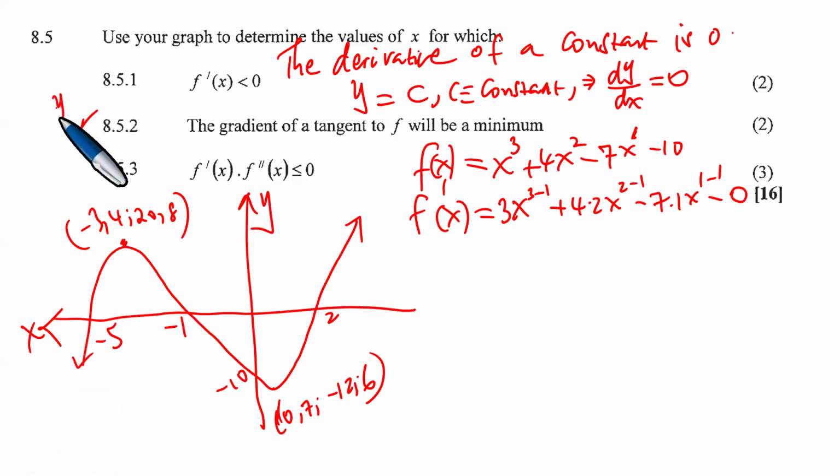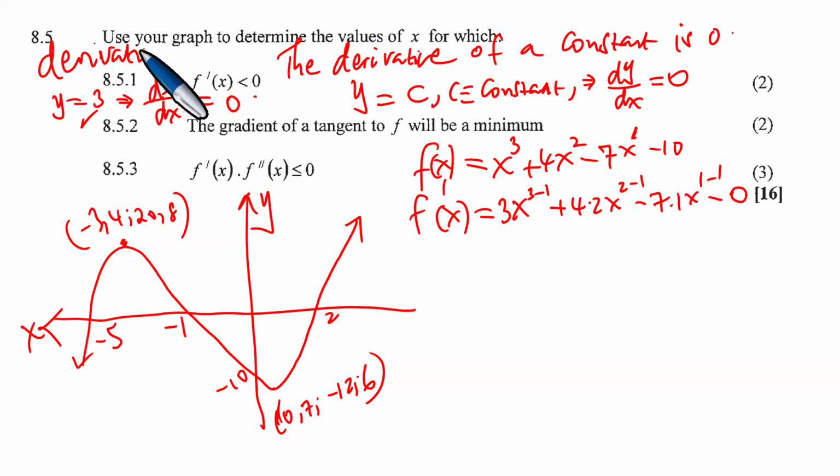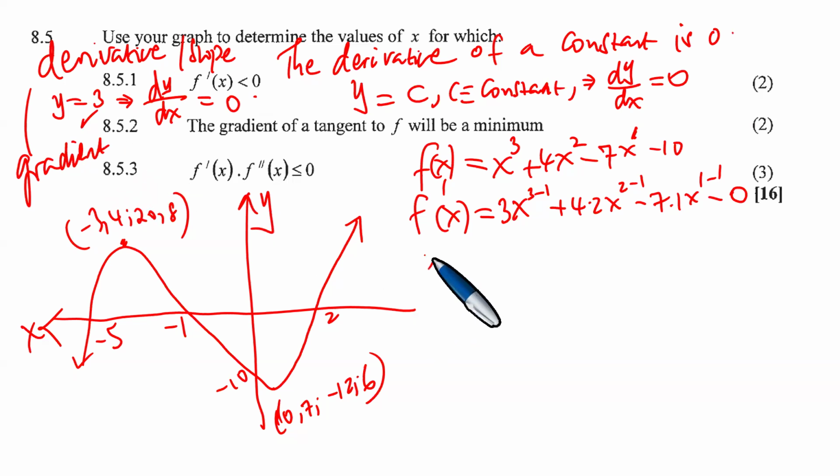Okay, y equals 3, dy dx is 0. If y is a number, then the derivative of a number is 0. This notation is dy dx, and this notation is dy dx. What is dy dx? It is the derivative or the slope. We don't call it the slope, we call it the gradient. Okay, so with f primed.